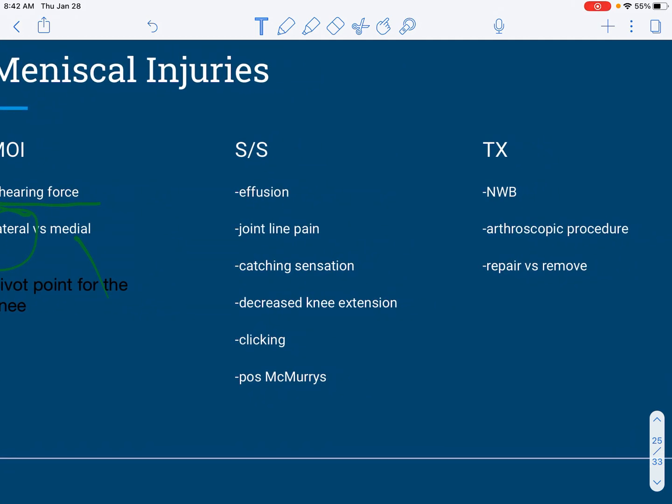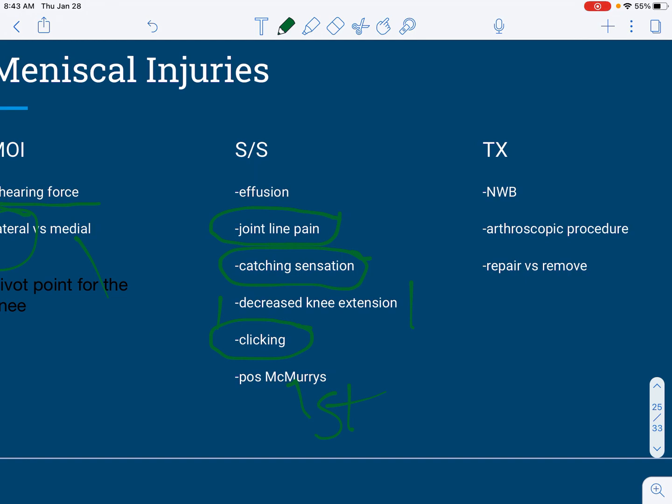So signs and symptoms, you're definitely going to have effusion. There's a couple of symptoms that are specific to the meniscus. So you've got joint line pain. Sometimes there could be a catching sensation, a clicking sensation, and you also might have decreased knee extension. Sometimes when it tears, it kind of flips, and then it limits your range of motion. McMurray's is the special test, and we'll go over that.